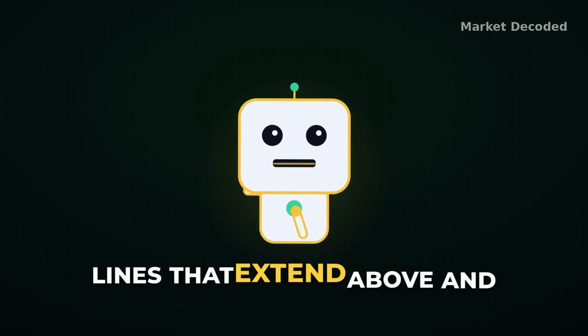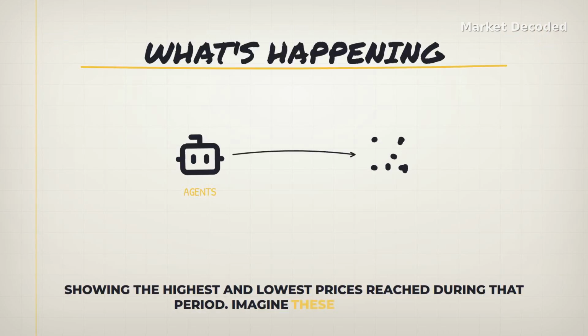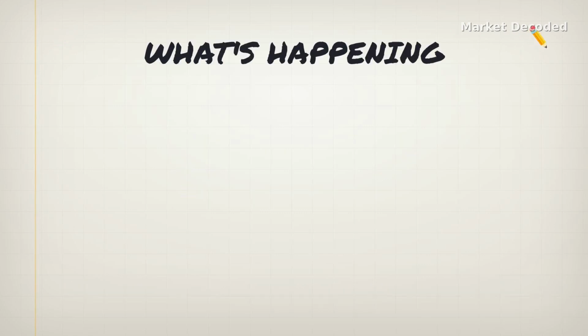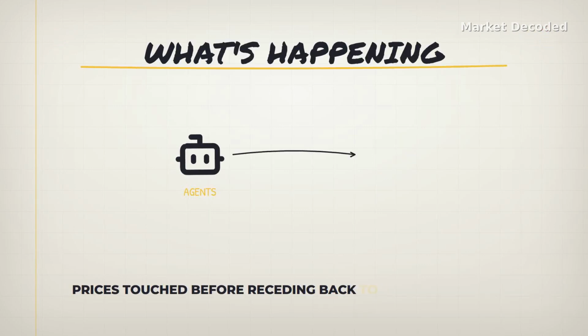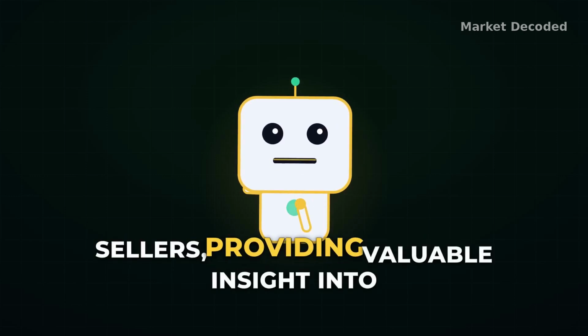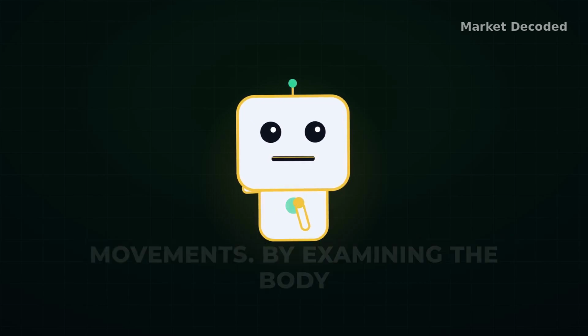These are the lines that extend above and below the body, showing the highest and lowest prices reached during that period. Imagine these wicks as the high and low tides of a day at the beach, marking the extremes that prices touched before receding back to the closing level. And here's the part most people don't know. These wicks give us a glimpse into the market's volatility and the tug-of-war between buyers and sellers, providing valuable insight into the underlying forces driving price movements.